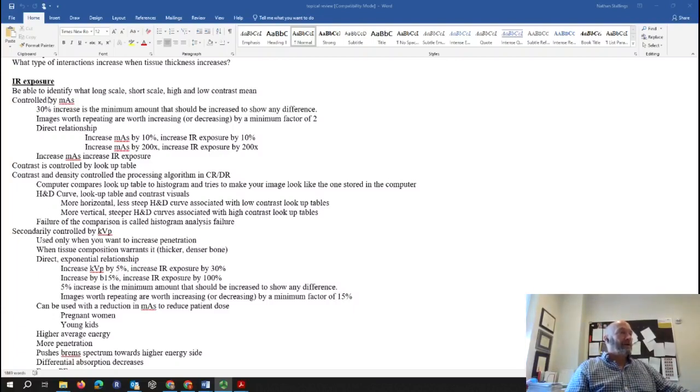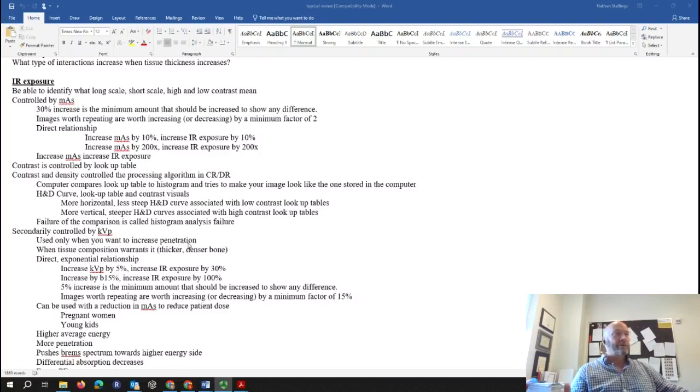So we're going to use KVP to affect a change in image receptor exposure only under certain circumstances. So if we need to increase penetration, like if we're doing a barium study, then we need the higher KVP to try to penetrate through a portion of the barium. If you use low KVP, then it's going to try to compensate with an increase in mass, and you know that you can't compensate with a lack of KVP with an increase in mass. So the only thing that you get there is a drastic increase in patient dose.